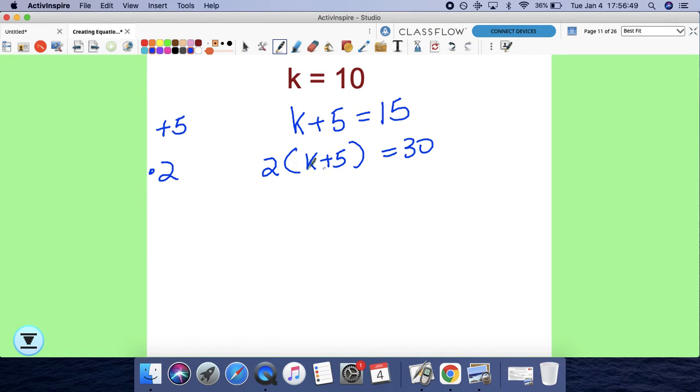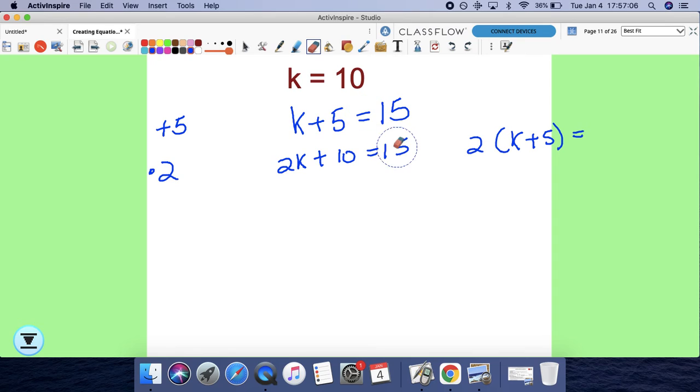Now if you didn't want to do that and put it in parentheses, your other choice was to just multiply. So 2 times k is 2k, and then 2 times 5 is 10. So either you write it like this, or you write it like this. Notice that it's the same, sorry, 2 times 15, sorry, this should have been 30. So it really depends on how you want it.